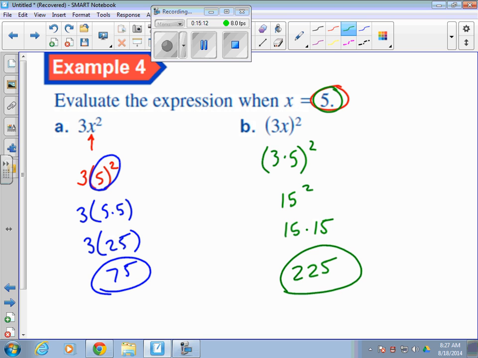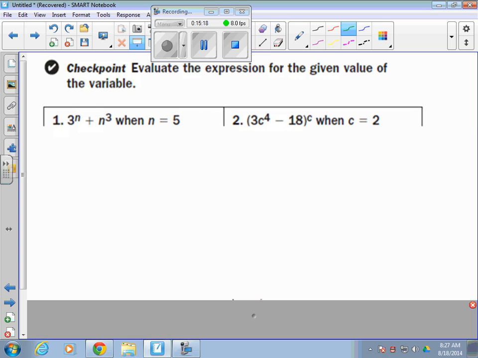The more you work with these numbers, the faster you are at multiplying them. Again, we'll practice more multiplication. Let's look down to our checkpoint example. Notice this says 3 to the nth power plus n to the third power. So all I did was transpose those two numbers for you.